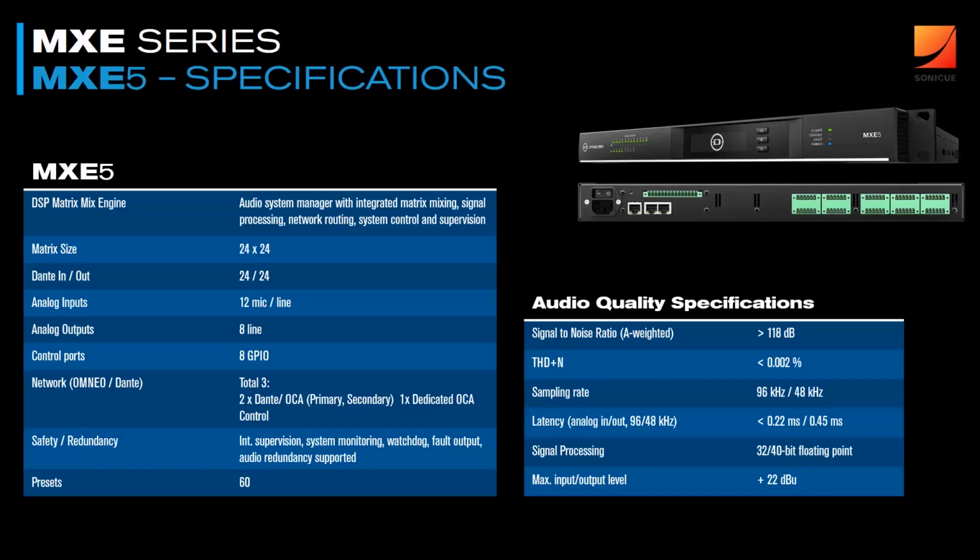So the audio processing here is extremely good: 32 40-bit floating point DSP. It's a 24 by 24 matrix with Dante already on board, so there's no need for any other network cards or any other accessories like that. The product is out of the box fully Dante OCA capable, with 12 inputs, 8 outputs, all mic line, very, very high quality with that.